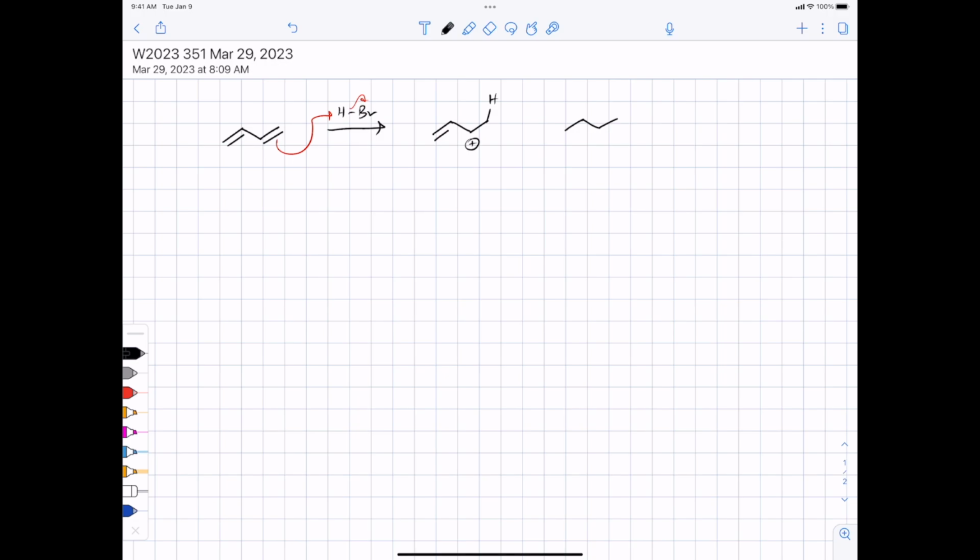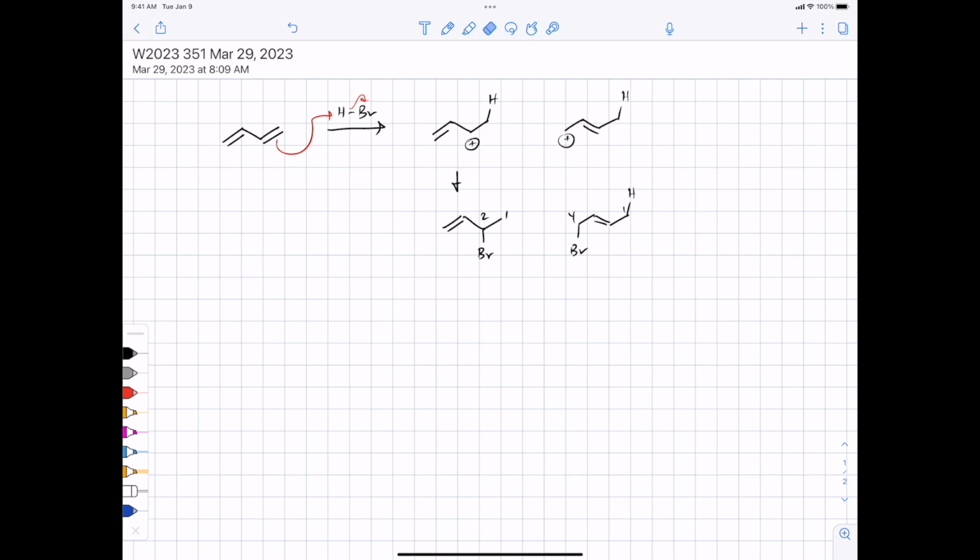And so in my products, I can either get addition of the bromine there, we call this a 1,2 product, or I can get addition of the bromine here, and we'll call that a 1,4 product.